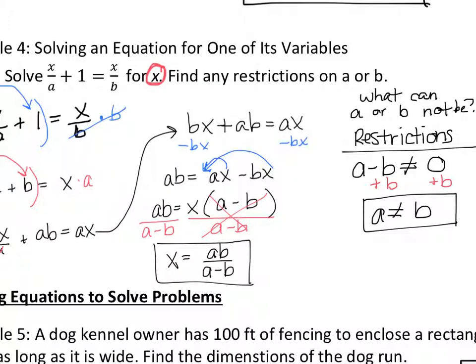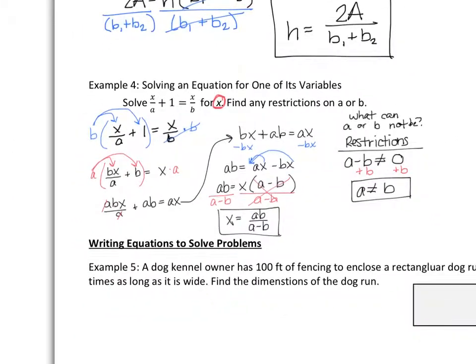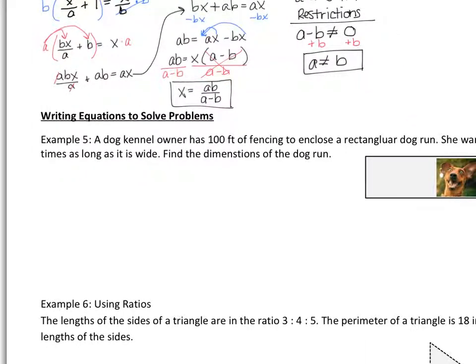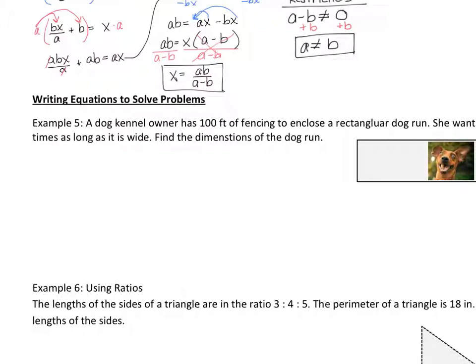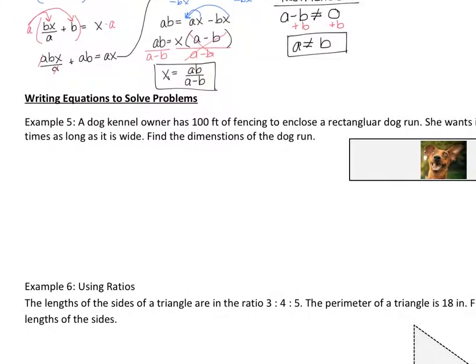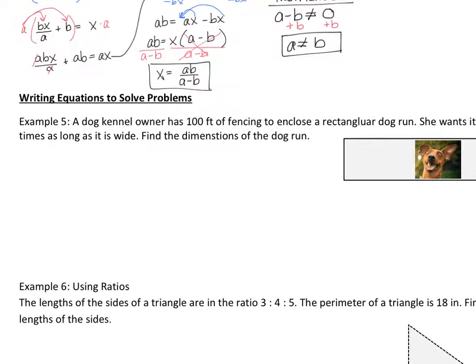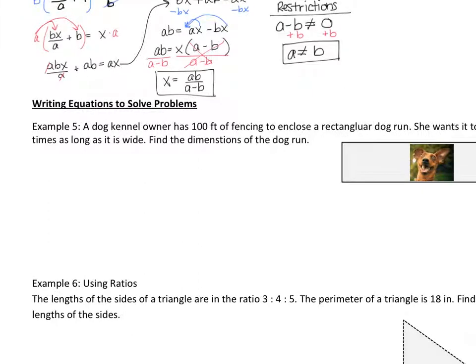Now, two more problems. A dog kennel owner has 100 feet of fencing to enclose a rectangular dog run. She wants it to be 5 times as long as it is wide. Find the dimensions of the dog run.